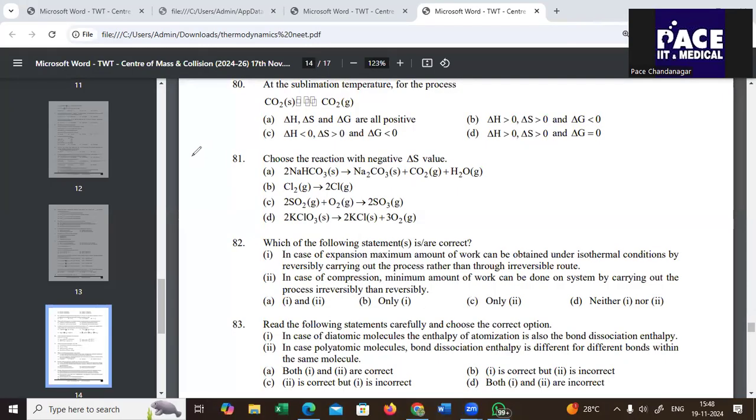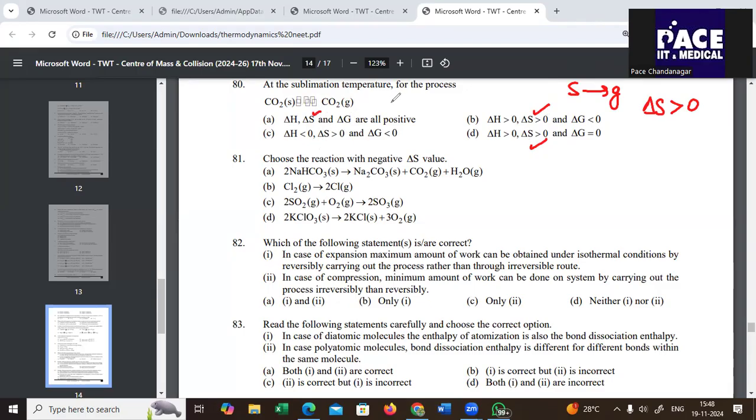At the sublimation temperature for the process. Sublimation means solid moving on to liquid, solid moving on to gases. Solid to gas, your randomness is increased. Randomness is increased, that means entropy is greater than 0. Delta S is greater than 0 here and here, right? Here also as well. Okay, and sublimation is going on there.